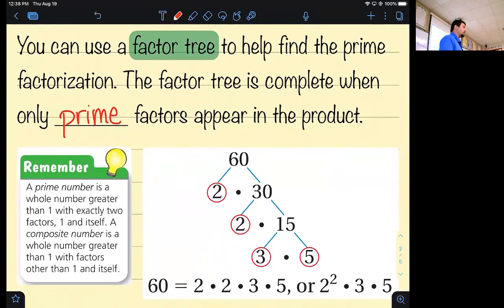What did they break 30 down into? 2 and 15. Could you have done 3 and 10? Yeah, you could have. Could you have done 5 and 6 there? Yeah, you could have. There's more than one way. So they broke 30 into 2 and 15. 2's prime, they circled it. They broke 15 down into 3 and 5, both of which are prime. They circled it and they have their answer.